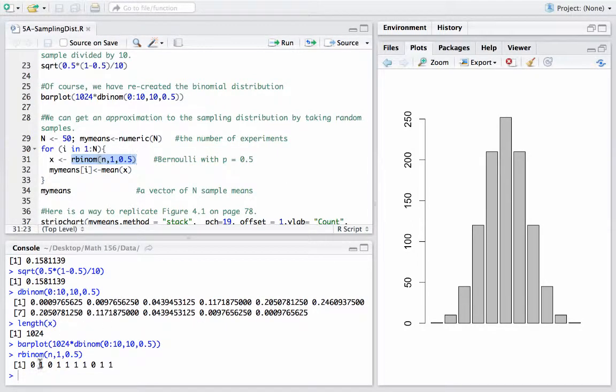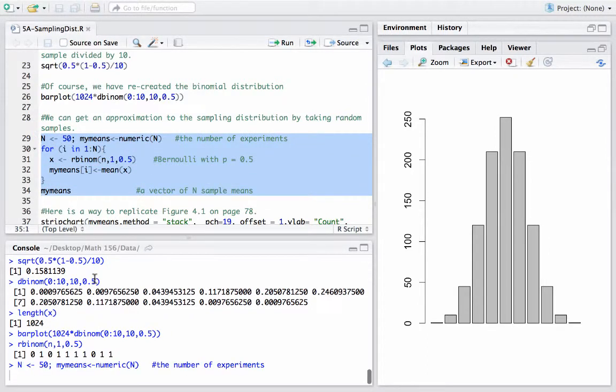So you see you get 10 samples. Each result is going to be between 0 and 1, and 0s come up half the time, 1s come up half the time. Let's run all that code and look at the resultant vector.